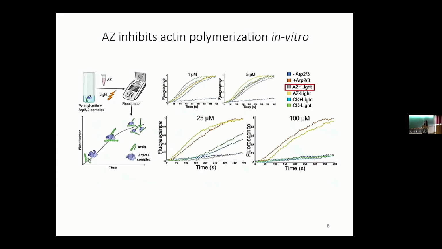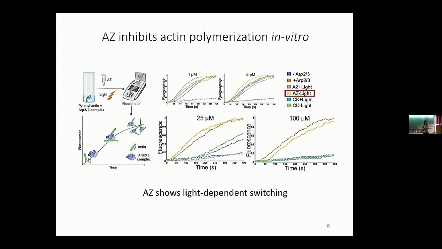And you can see in the case of AZ and light treatment, there is a significant decrease in polymerization, indicating that the compound works. Interestingly, we also saw that the compound in the absence of light has no effect whatsoever on polymerization. This would tell us that there is a light-dependent switching in its activity that can add an additional temporal control to its function.